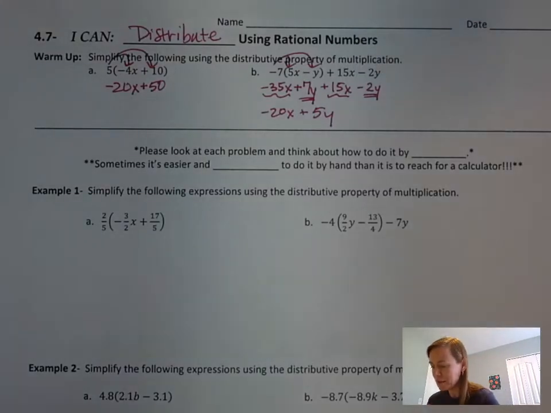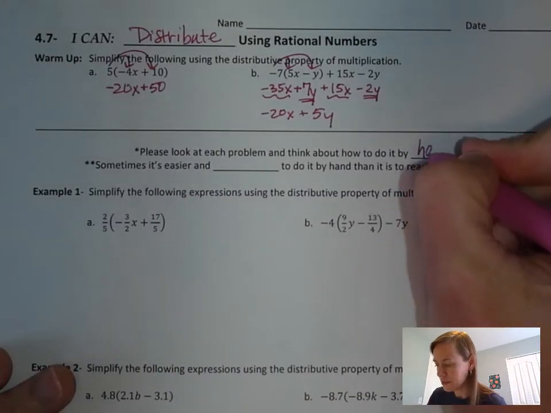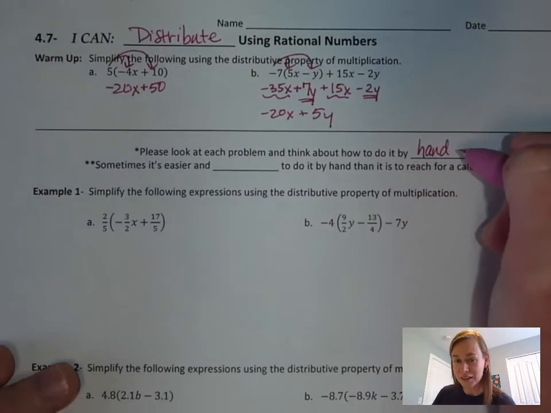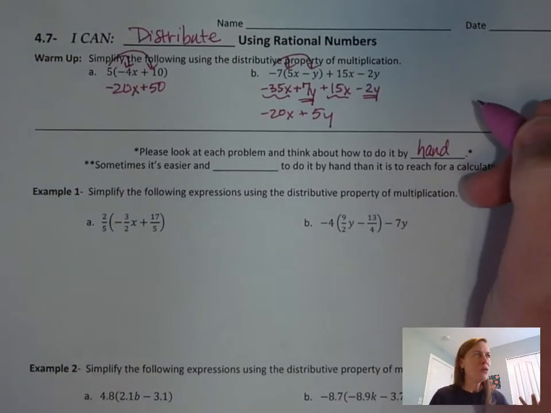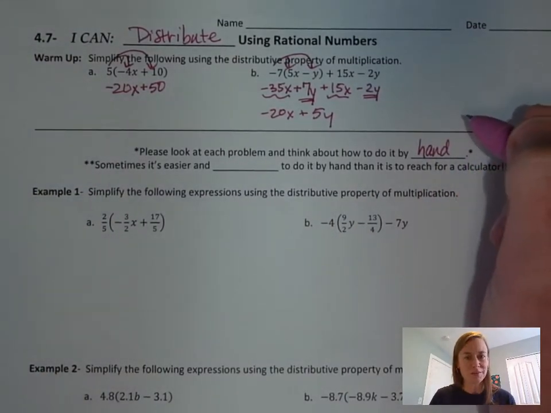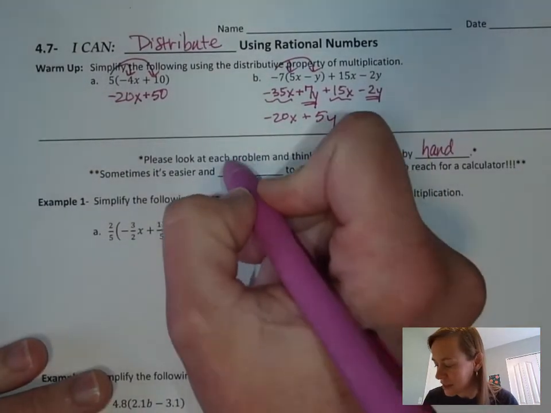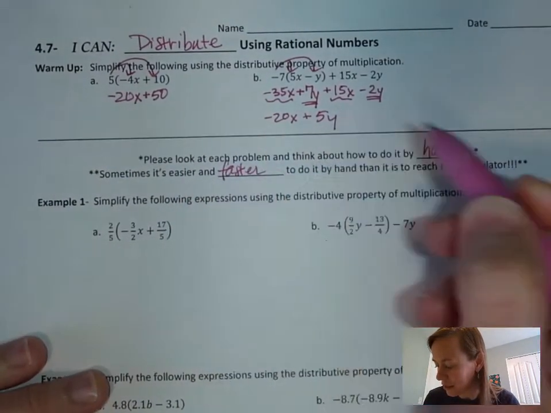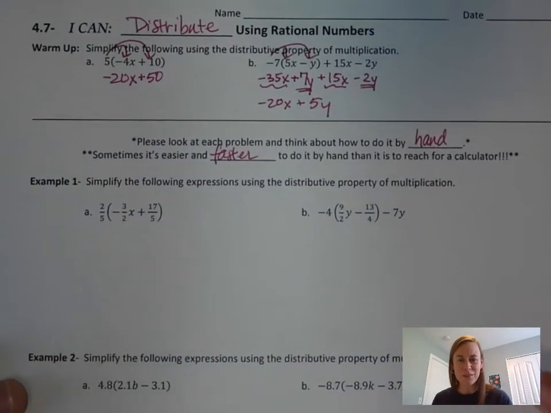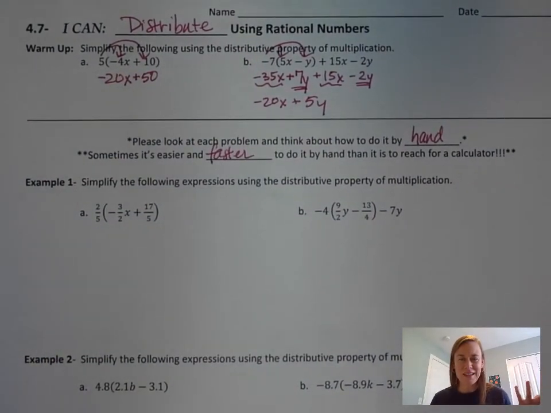Please look at each problem and think about how to do it by hand. So what that means is, even if you're going to use a calculator, think about how you would do it without a calculator. Sometimes it's easier and faster to do it by hand than with a calculator. That's true. Like if it was 4/5 plus 1/5, I could just think, oh, that's going to be 5/5, which equals 1. And it's faster than typing all that in the calculator. But if you want to use your calculator, totally fine. It is allowed, all right?